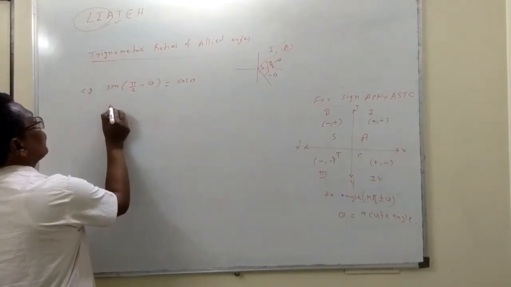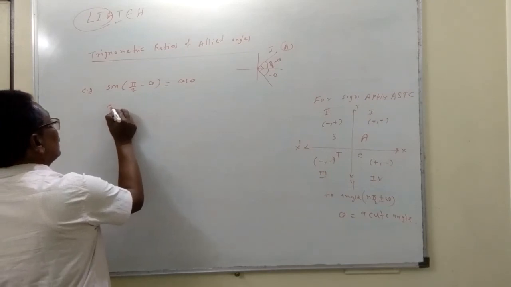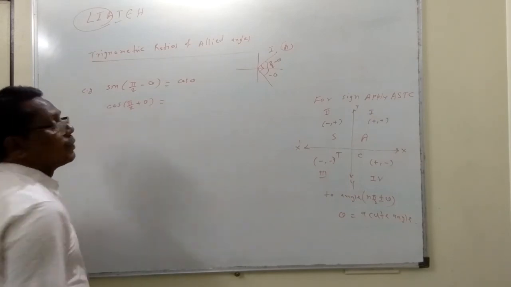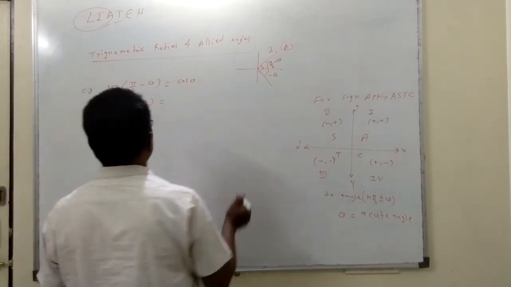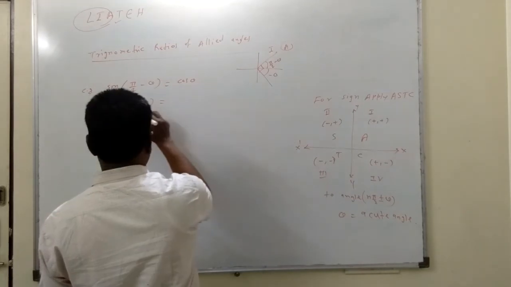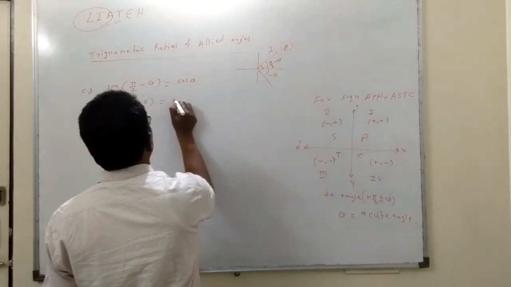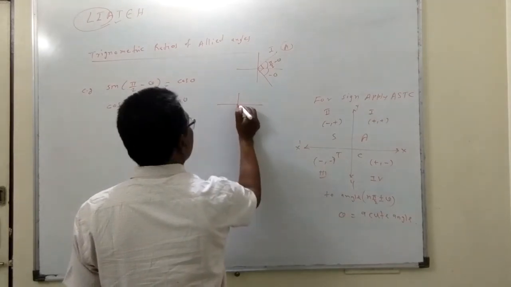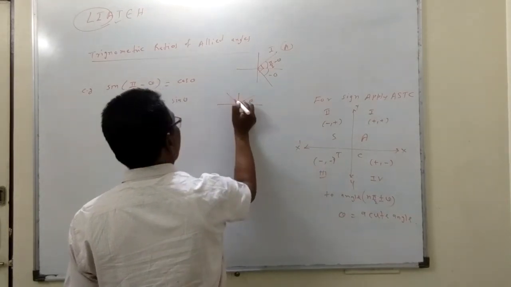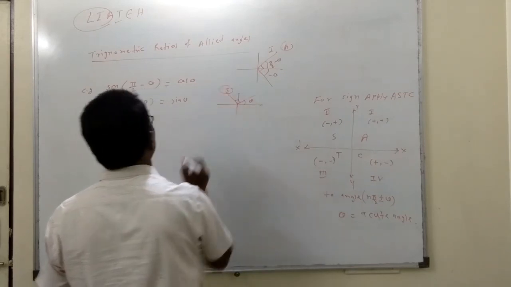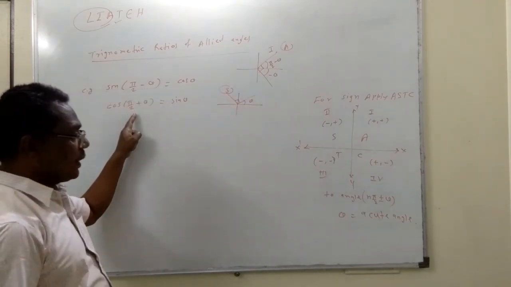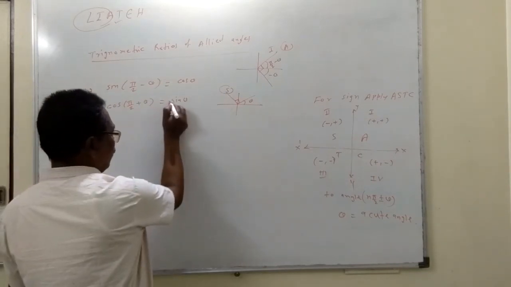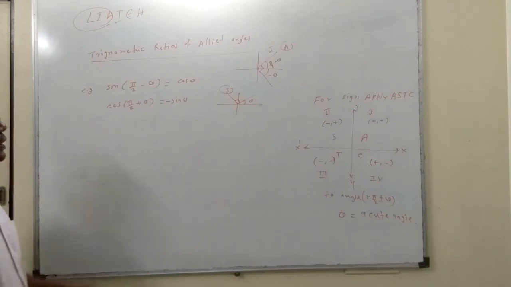Now suppose we take cos of pi by 2 plus theta. Here the pi by 2 multiplying factor is 1, so the ratio changes to sin theta. Now here the angle is plus theta, and in that we are adding pi by 2, so it lies in the second quadrant. Here sin is positive, but the ratio for the angle pi by 2 plus theta is cos, and in the second quadrant cos is negative, so we write minus sin theta.